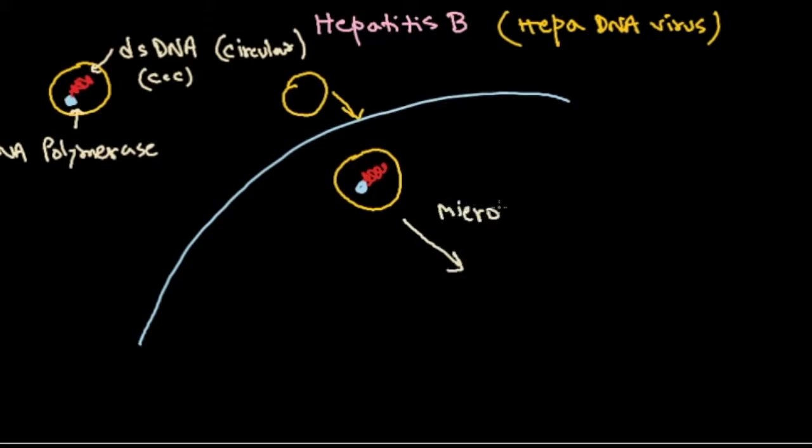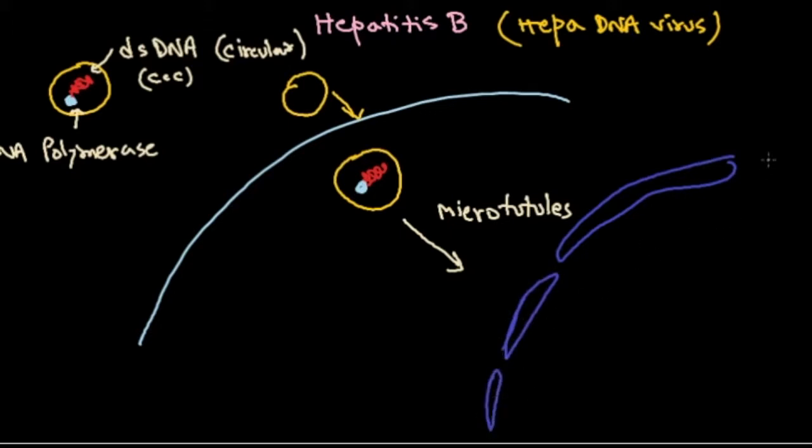Using microtubules, they will migrate towards the nucleus. Remember, the nucleus is placed here. So here comes the nucleus, and this is the nuclear membrane. Once it migrates towards the nucleus, the outer coat, called the core section of this virus particle, starts to dissolve. Let me write: core dissolves. Then it will release its particles inside the nucleus. What are those particles? Two important things, remember: one is this tightly coiled DNA and the other is this polymerase.